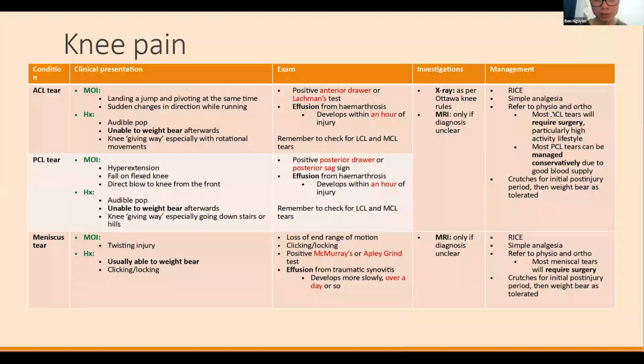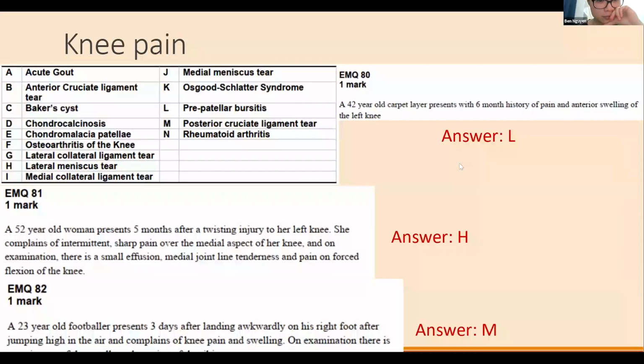Cool. Why is 81 on a medial meniscus? Wait, yeah, you're right. It probably should be medial meniscus. I'm not sure. Yeah, I'll probably have to fix that. Yeah, you guys are right. It should be medial meniscus. Cool.